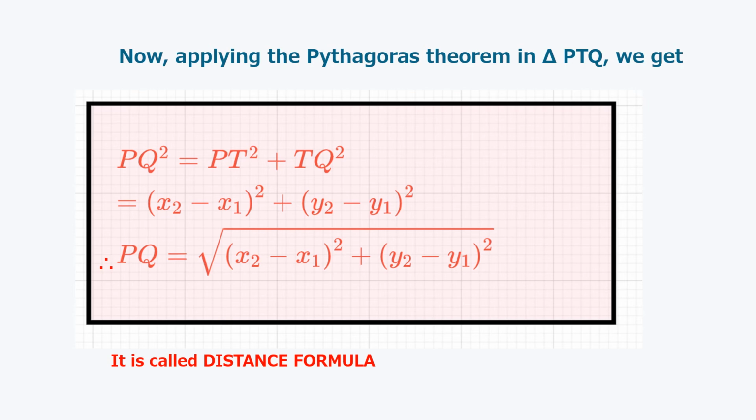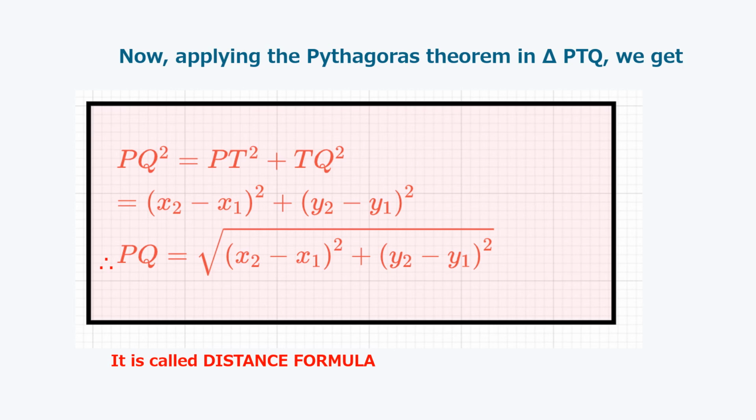But this is the value of PQ squared, whereas we want the distance PQ only, not the square. In order to find the distance, we have to remove the square. How can we remove it? By getting the square root. So we take square roots on both the sides. Here the square root of PQ squared will be PQ. And what will be the square root over here? This is the formula which you get. This is the distance formula.